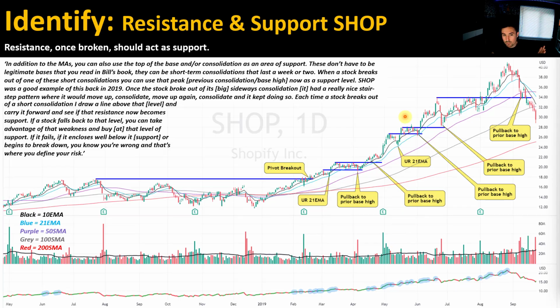So it breaks out, pulls back, and then it actually goes and puts in an upside reversal to the prior base high, which also is a confluence with the 21 EMA. Interesting. So here as well, you can see it then breaks out through this level of about $28, moves higher, pulls back down. Where does it find supportive action? Around the highs of the prior base. Interesting. But this final time over here, it doesn't hold.